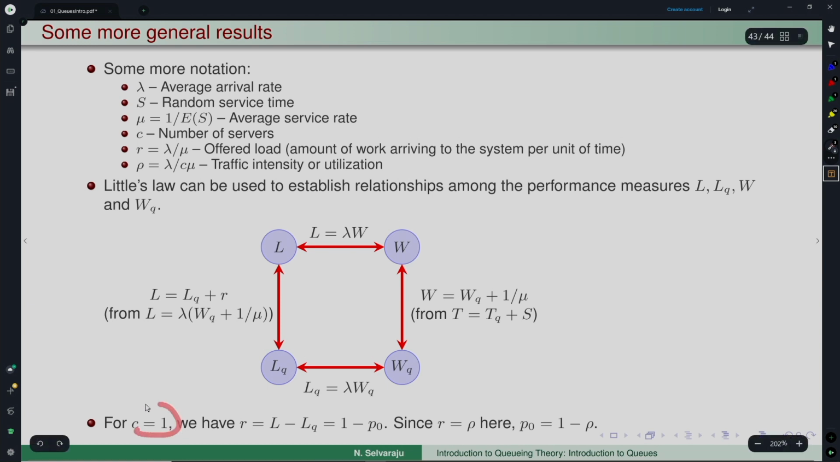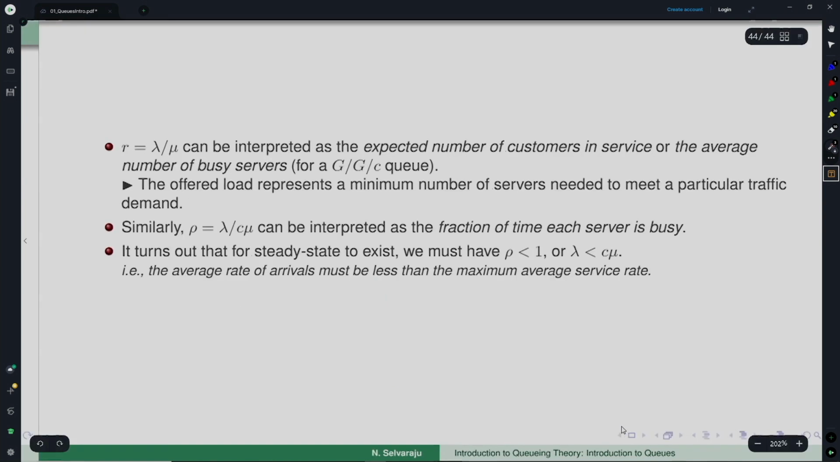And now, whenever C is equal to 1, there is a single server system, then from here I can write R as L minus LQ, which will be equal to simply 1 minus P naught. Since R is equal to rho in this particular case, because when C is equal to 1, R and rho are one and the same, my P naught is 1 minus rho, which we have also obtained earlier, if you recall, right. So, that is the relationship that we have obtained.